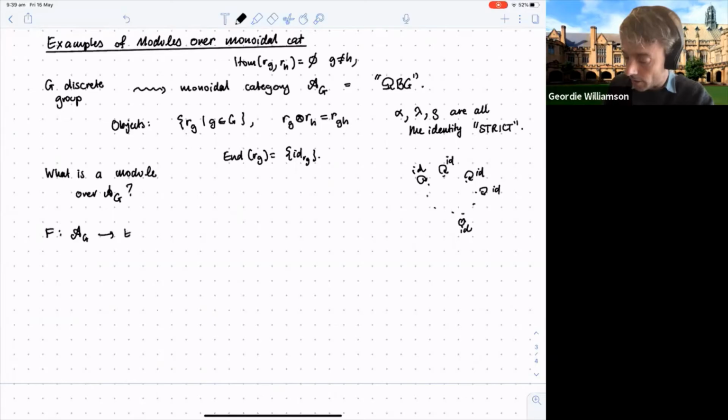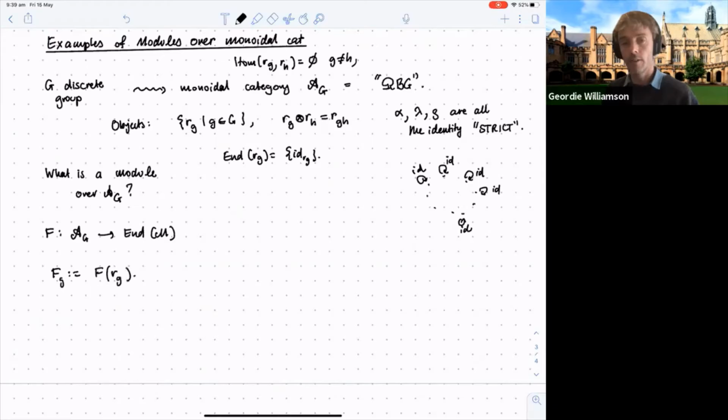So we use that it's the same thing as a tensor functor. So it's the same thing as a tensor functor from AG to End of M. And we define F of G to be the image under this functor of R of G. Now this is really an auto-equivalence of our category, because all of these elements are invertible.